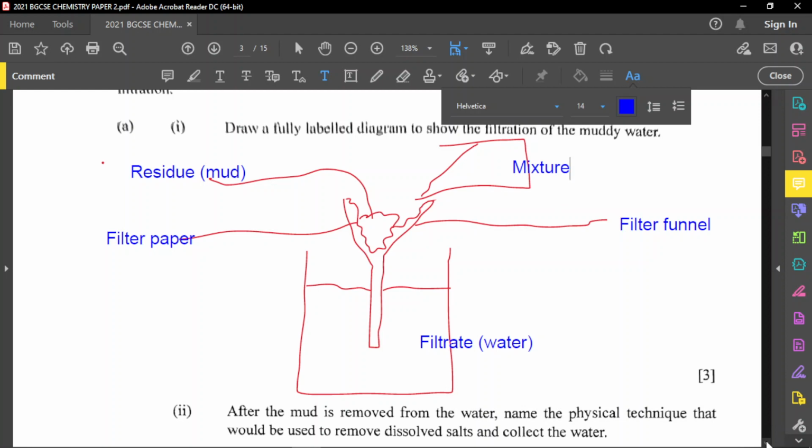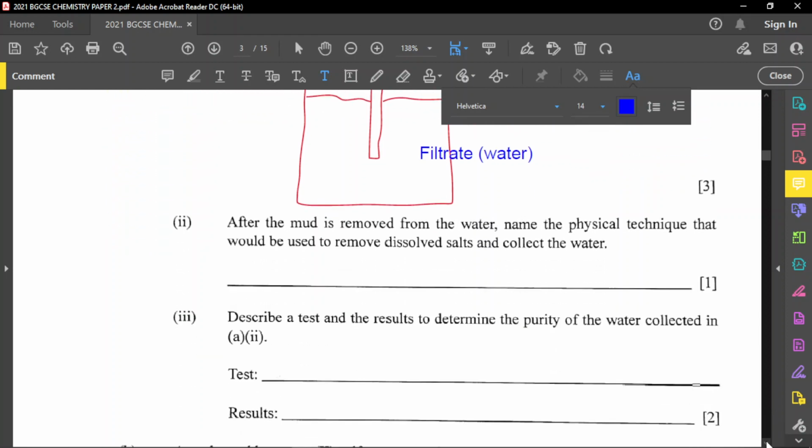After the mud is removed from the water, name the physical technique that could be used to remove the dissolved salt and collect the water. Just to make a note, because the salt can dissolve in water, the water coming out here is salt water. So I'll make the correction there. So this is salt water actually. Just to make a note right there.